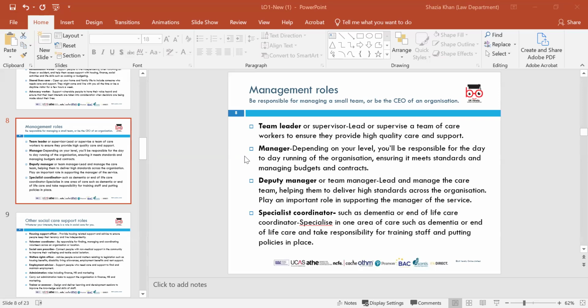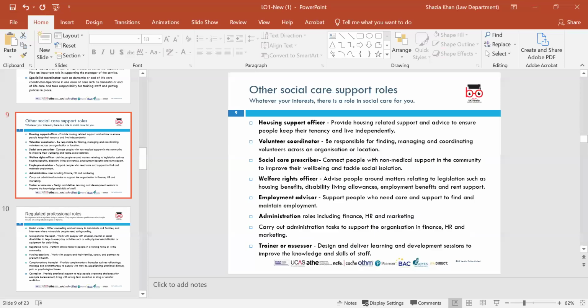The next management role is a specialist coordinator, who looks at specialist areas, so things like mental health, substance misuse, moving and handling, any sort of specialist area in the care home. They are there to ensure everyone has access to care and support. Then there are other roles within the healthcare profession, whatever your interest is, there is a role in regards to it.